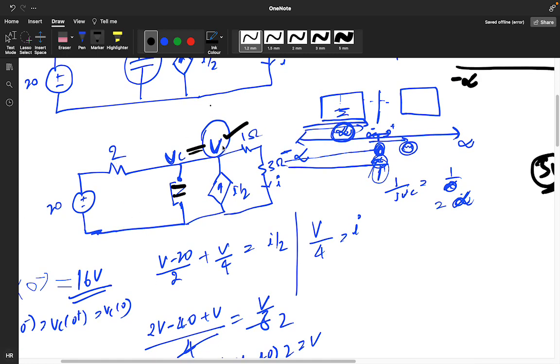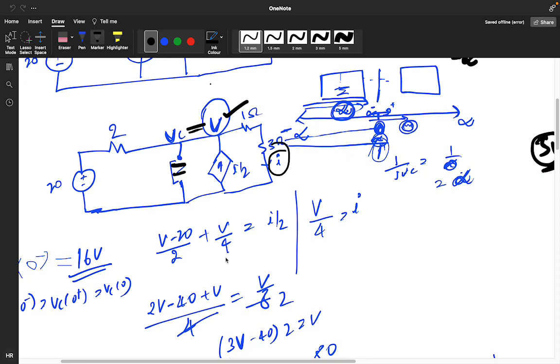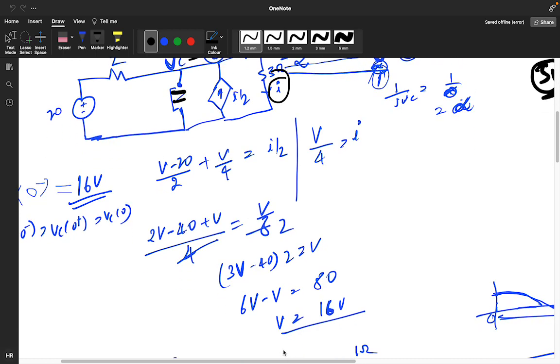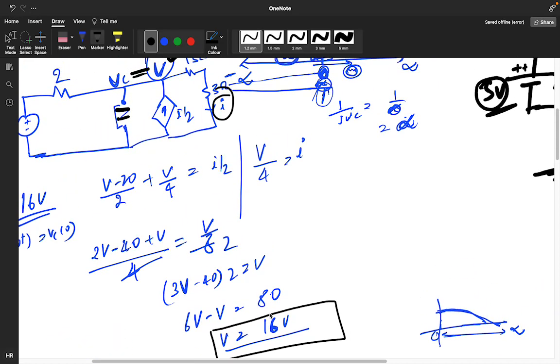(V minus 20) divided by 2, and V by 4 equals I by 2 current. The relation for I: V by 4 equals I, because I is here also, and it's a dependent source. Substituting the value of I, I get V as 16 volt. That means at the final position my capacitor is charged up to 16 volt. This was from minus infinity time, coming up to 0 time.